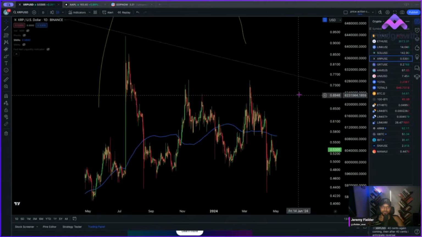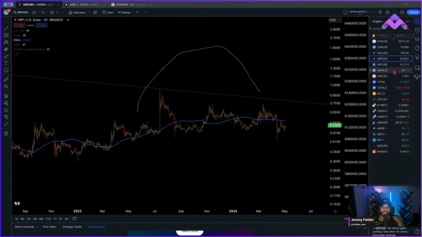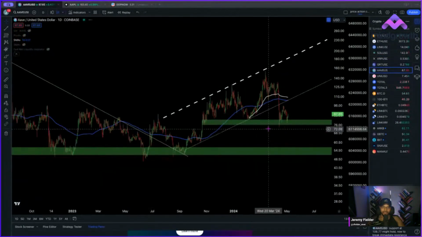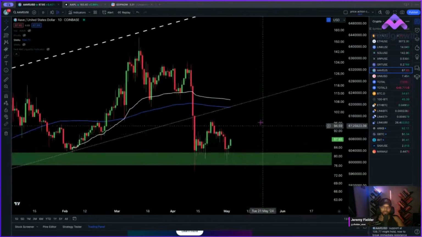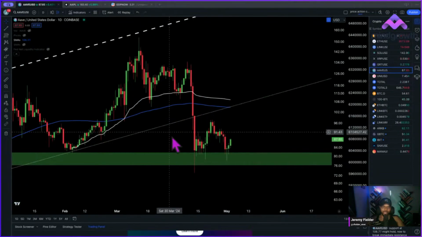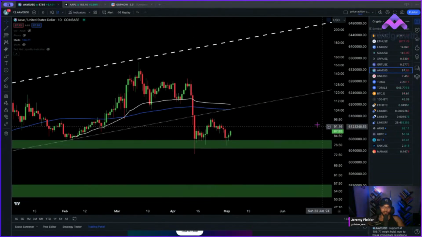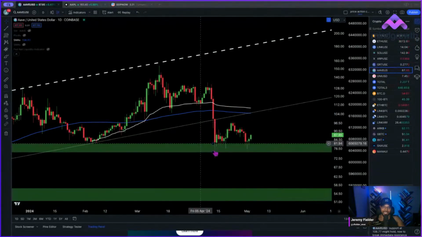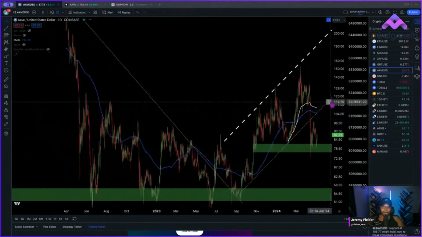XRP still doing nothing. I don't expect XRP to ever do anything. The Graph. Aave finding some support, lending and borrowing. Now, Aave is actually being connected to all blockchains, so it'll have a global bridge. They're using CCIP technology to basically bridge to any other blockchain.